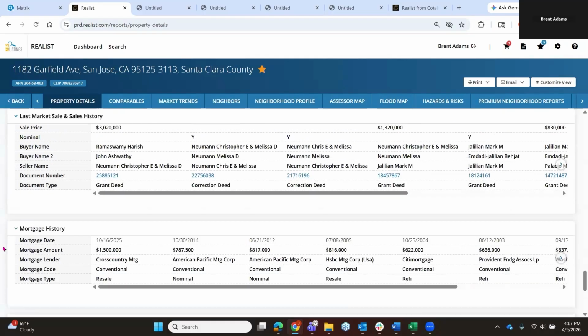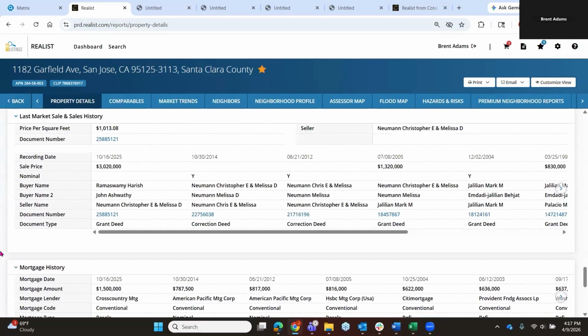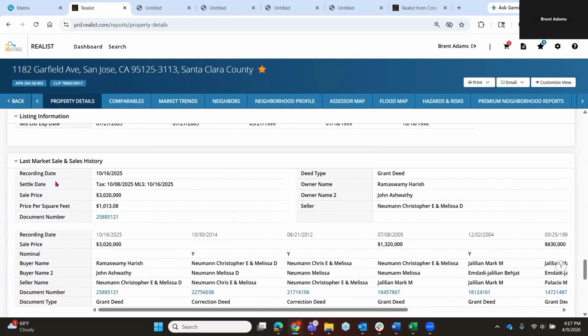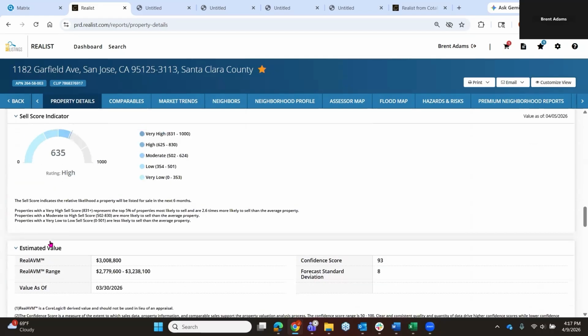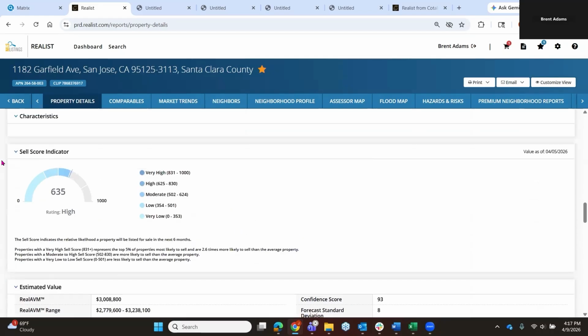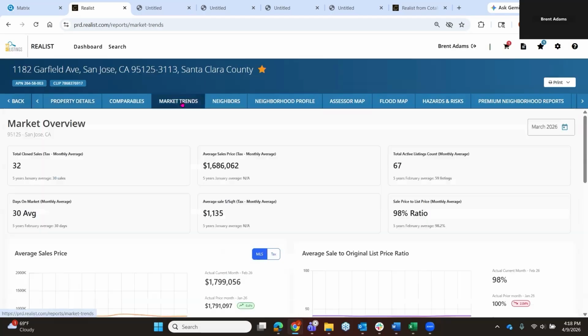So I'd say some of the most important stuff that's really going to give you inside information about all these properties are going to be that mortgage history, that sales history, and also these rental trends, the estimated value, and the sales score indicator. If you're looking to market to properties, having that type of knowledge is going to be really helpful for you. There's a lot of other reports to show you, but I'm going to try to focus on more of the marketing ones, ones that are going to be helpful so you can understand what's going on in a neighborhood. And my next one is market trends.